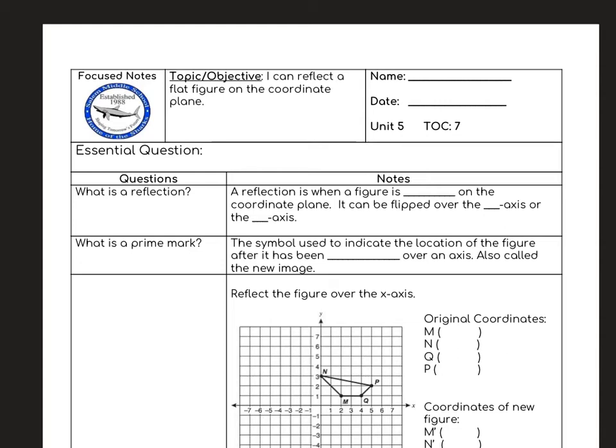Hi everyone, this is TOC 7 for Unit 5. In this video we are going to reflect a 2D figure on the coordinate plane.